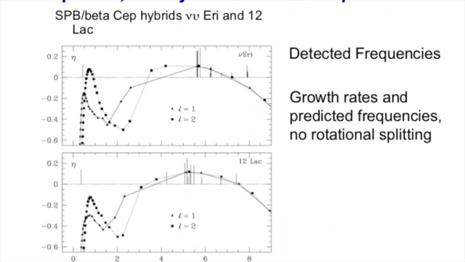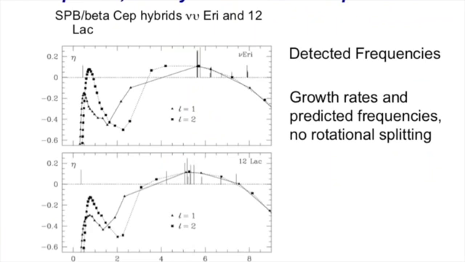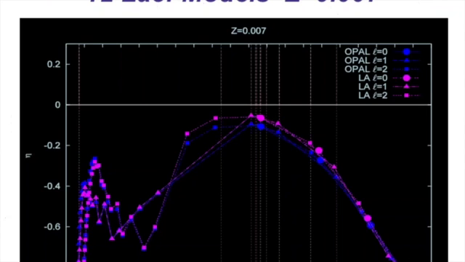In the Kepler data and even in ground-based data, they show frequencies. These are the growth rates, or whether these modes are predicted. Here the models predict some things that aren't there, but they don't predict some frequencies that are there. And the same is true for 12 Lac. There's a G mode predicted that is almost impossible to get to be excited. So the new opacities help make the instability strips wider, but not wide enough.